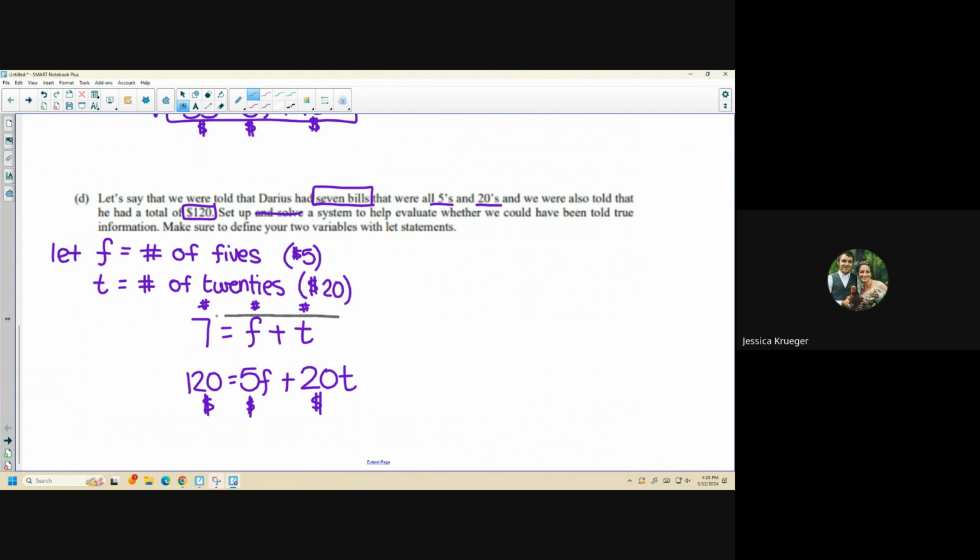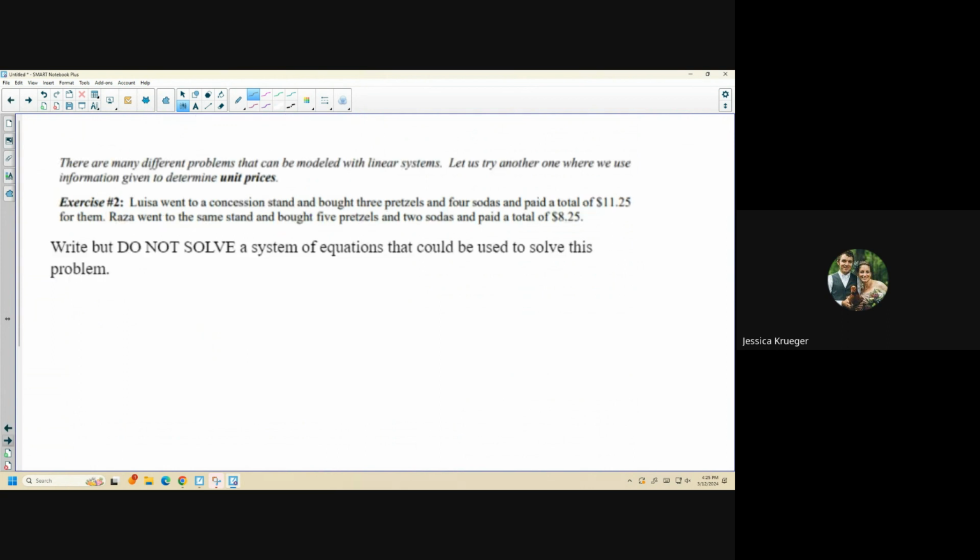So keeping those straight is usually the biggest struggle that people have with these. So that would be my system. Again, we're not going to worry about solving it right now. That's the next video we'll do in class. Let's look at exercise 2.